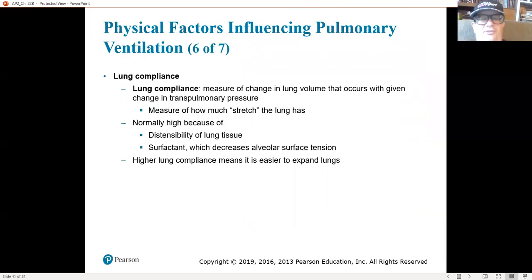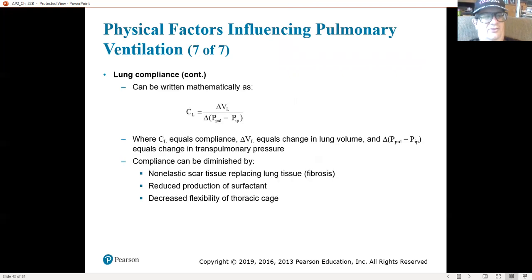All right, so lung compliance is a measure of how well the lung changes volume with a given change in pressure, transpulmonary pressure. It's measuring how stretchy the lungs are. Normally, the lung is really high in stretchiness. You have a lot of elastic fibers and a lot of surfactant. Because it stretches easily, it's very distensible, meaning it gets bigger easily. The surfactant will decrease the surface tension inside the alveoli. Higher lung compliance means it's easy to breathe. It's easy to expand and contract the lungs.